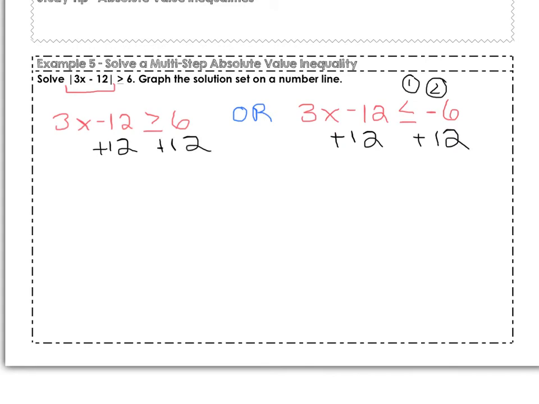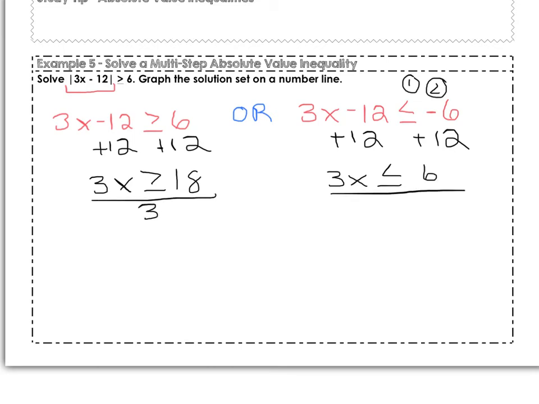Showing all my work here. So we have 3x is greater than or equal to 18. Now over here we have 3x is less than or equal to 6. Now in both of these I'm going to divide by 3. So we get x is bigger than or equal to 6. That's a terrible 6. I need to erase that, that's for sure. 6. And then over here we get x is less than or equal to 2.